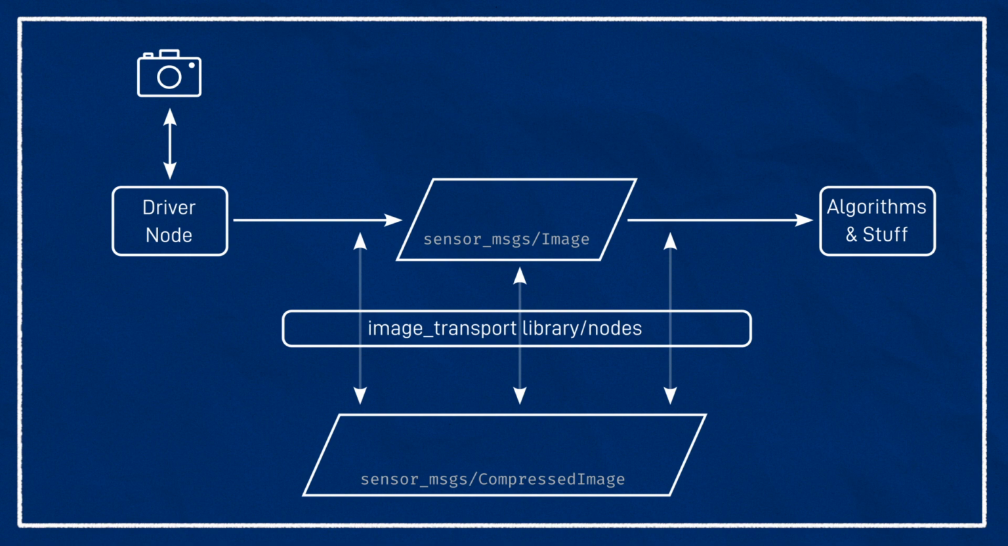The unprocessed image topic that's being published directly by the driver node is usually going to be called something like image_raw. Now here, raw doesn't mean the same thing it does in photography, if you're familiar with that, the RAW format.